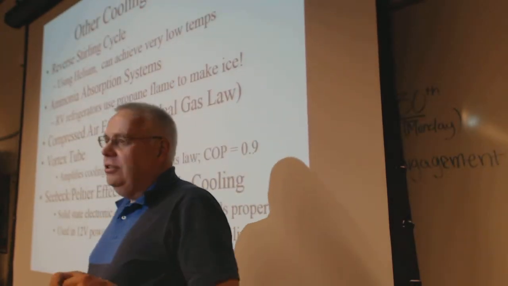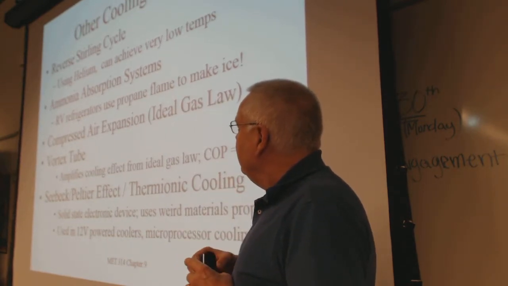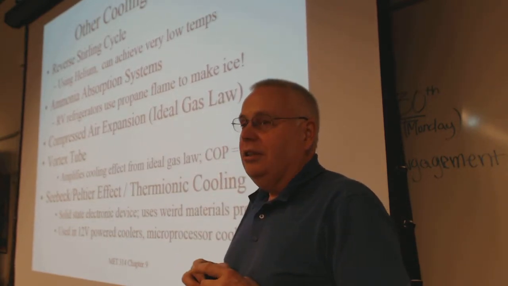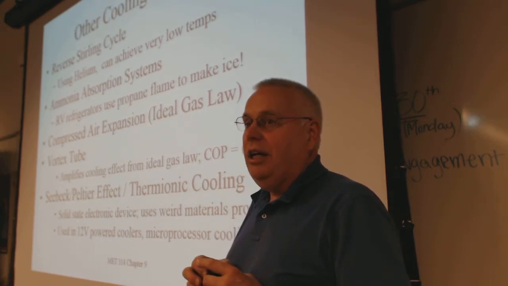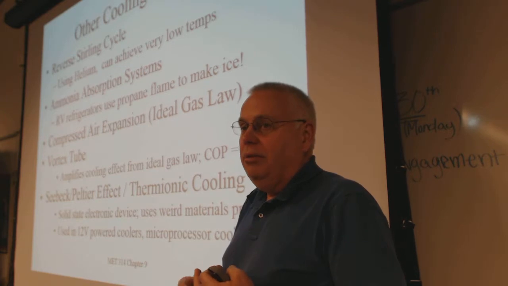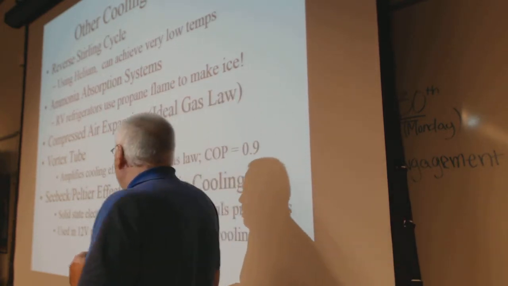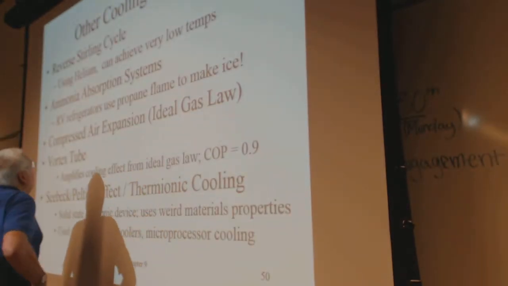Last slide for this kind of Chapter 9 stuff is other ways to cool things. You can make the refrigeration happen with, most commonly it's done with a compressor and refrigerant that does phase change. You can also do it different ways.